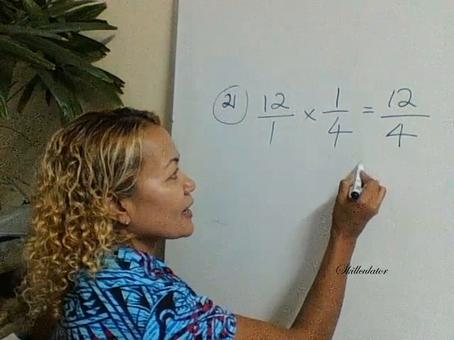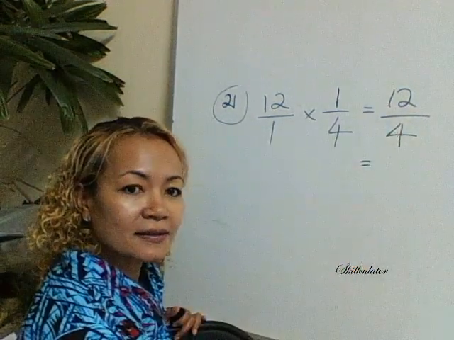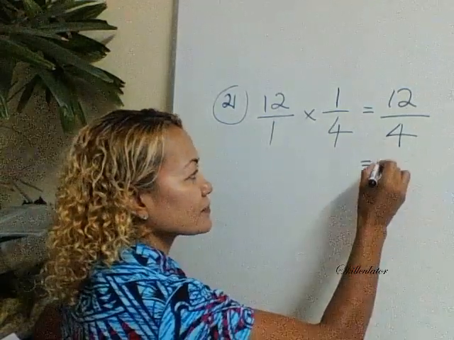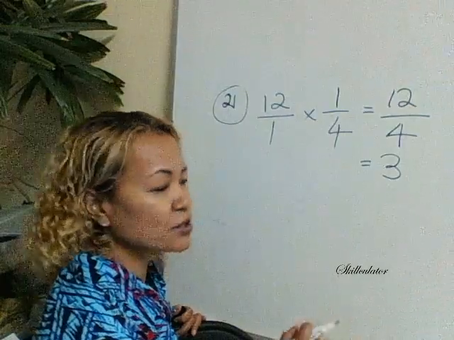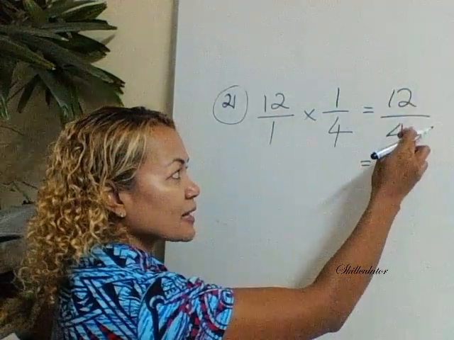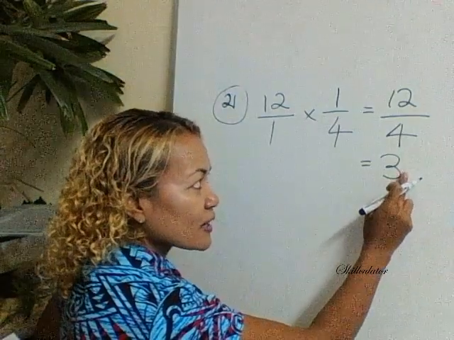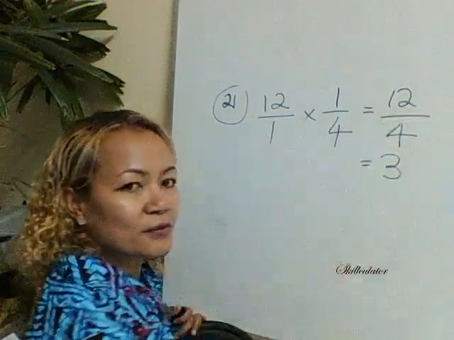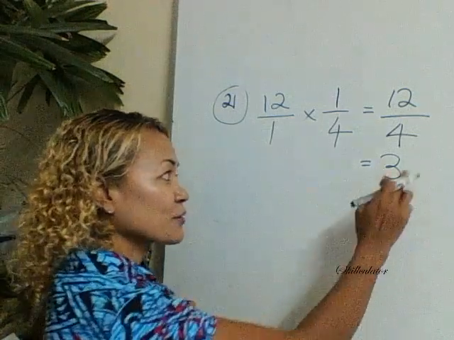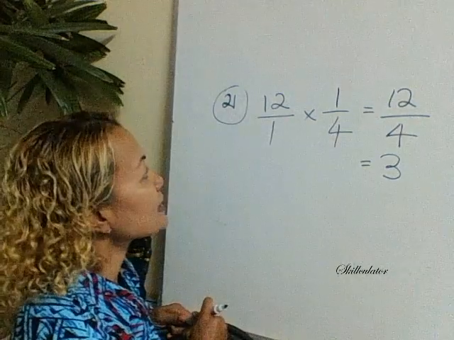Okay? 12 divided by 4 is 3. 3 times 4 is 12. That's how you can easily check. Once you divide a number by another number, you take your answer, multiply it by the denominator, and you should get the numerator. That's how you check. 3 times 4, 12. All right, that's the correct answer. Right.